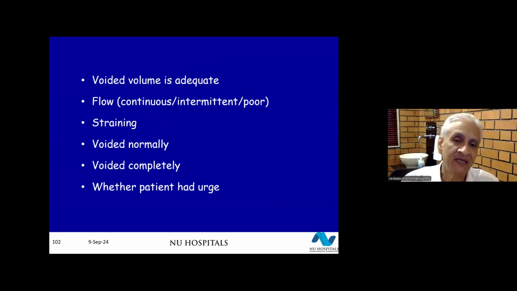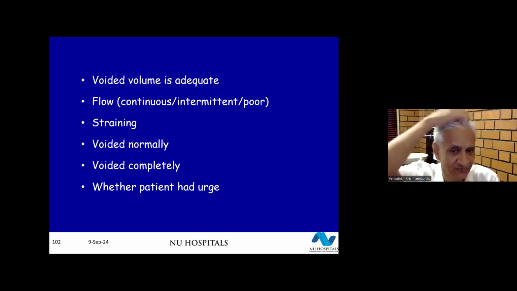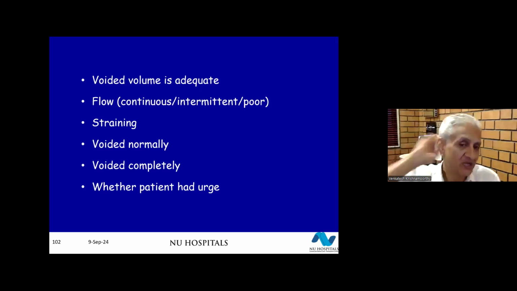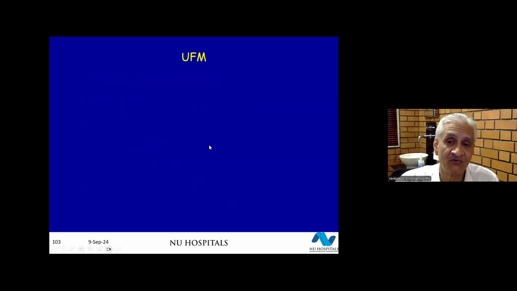Describe the flow, whether it's continuous, intermittent, poor. Has there been straining? Did the patient void normally? Meaning, is that how the patient passes urine at home also? Did the patient void completely? Whether the patient had urge. Now you can tell them that, look, your bladder is full, you pass urine. So did the patient have sensation to void?